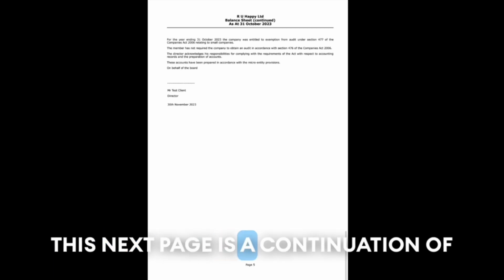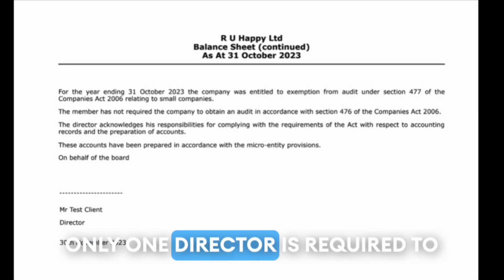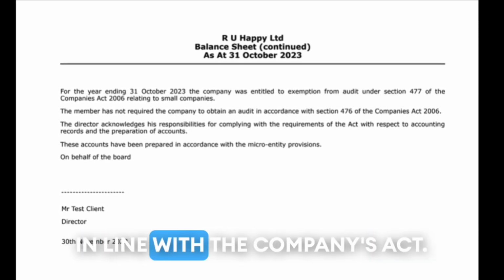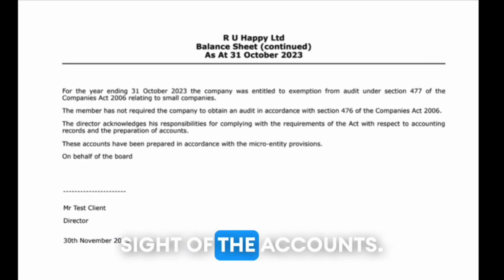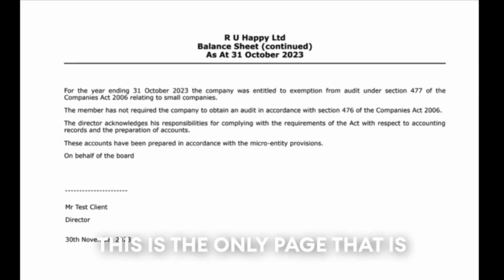This next page is a continuation of the balance sheet in which a director is required to sign. Only one director is required to sign this, basically acknowledging their responsibilities in line with the Companies Act, but if there are more directors then all of them should have sight of the accounts. For micro-entity accounts, this is the only page that is required for you to sign off.